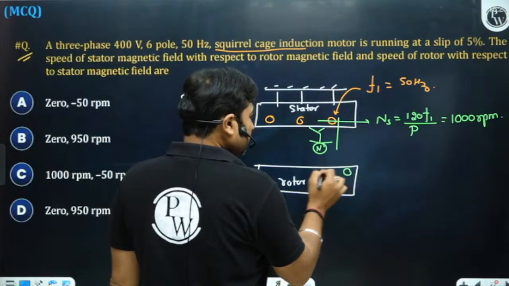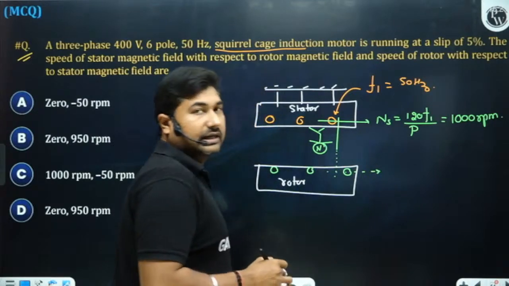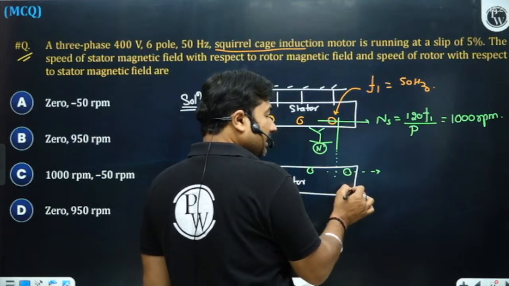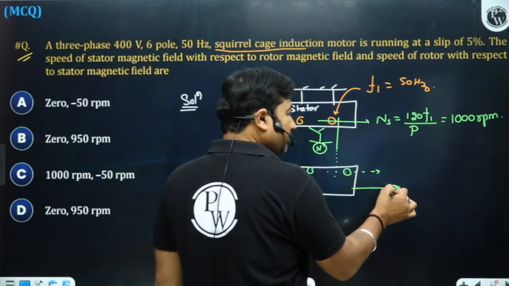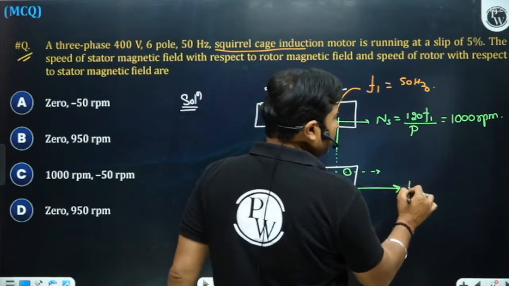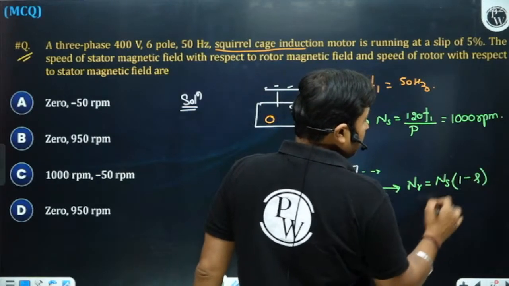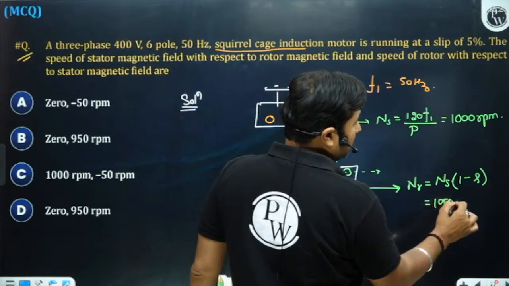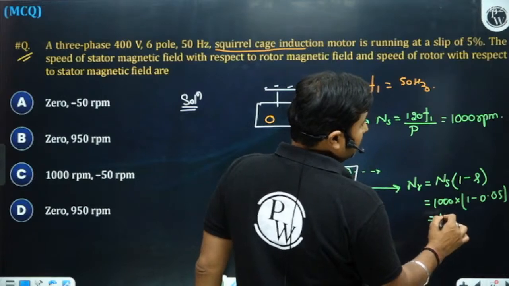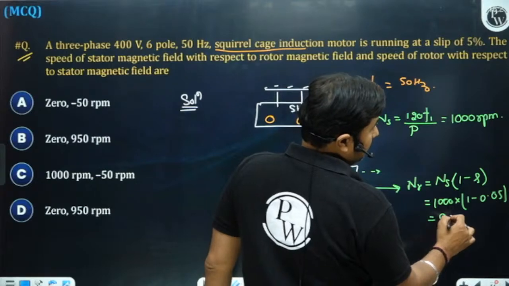Now while revolving round the stator, this stator flux cuts the rotor conductor and induces EMF into the rotor conductor. As per Lenz's law, induced EMF flows current such that it will oppose the relative motion between stator field and rotor winding, and therefore rotor will get started in the direction of stator magnetic field at a speed of Nr. Slip is given to you, so you know about Nr. Nr is Ns into 1 minus s. So 1000 into 1 minus 0.05. 5% of 1000 means 50, so 950 RPM.